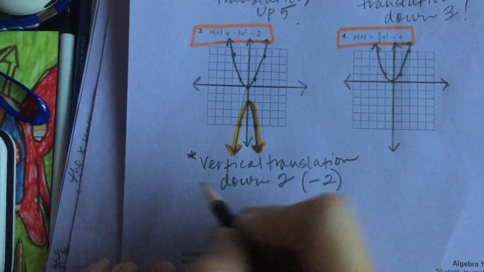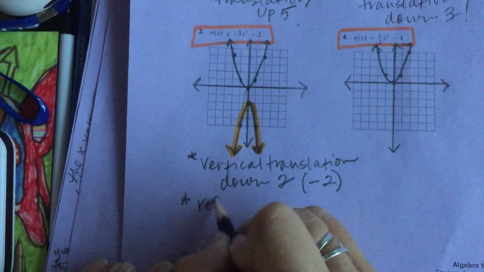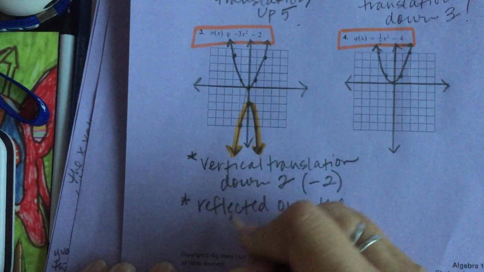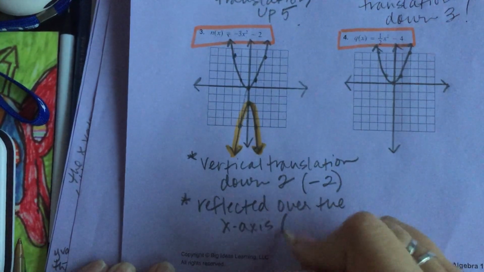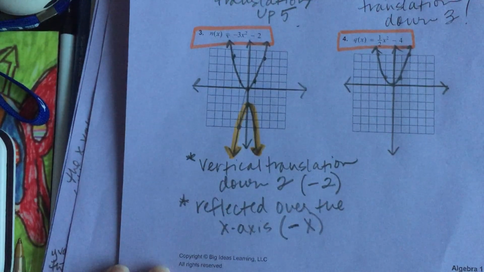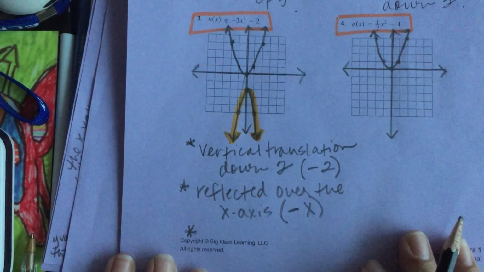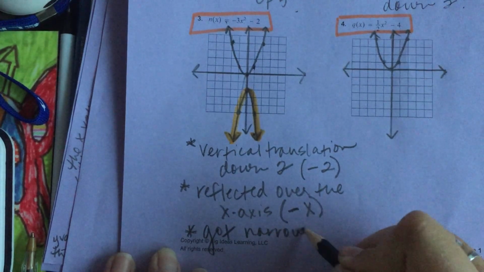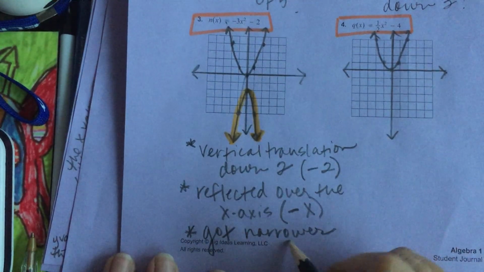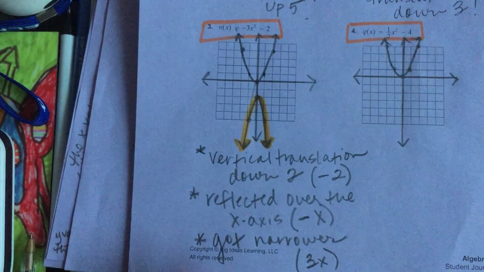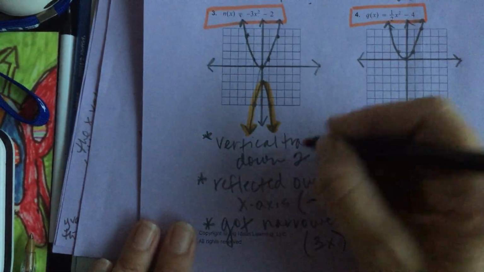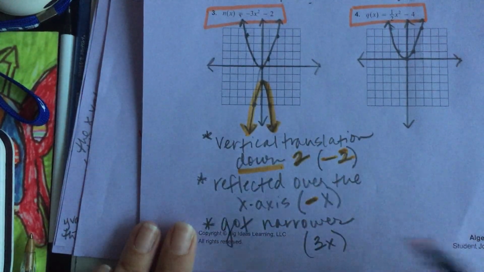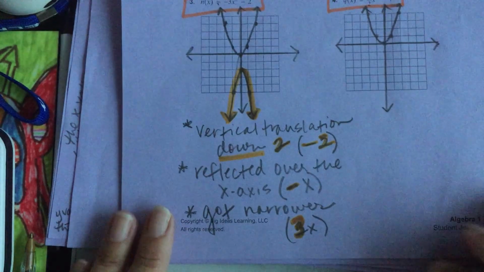And then I got somebody saying it's reflected over the x-axis. That's true too. What part of the function reflected it over the x-axis? That's from the -x. And then it also got narrower. And that was because of the 3 stuck to the x. Now I'm just going to highlight this. The -2 was related to this, the negative here. And then the narrower was just the 3 part.